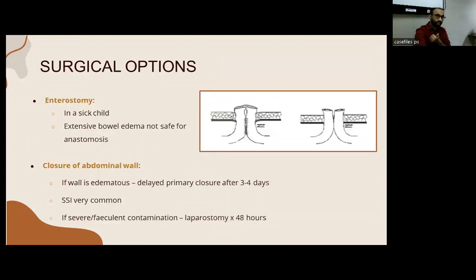Then, if the child is very sick or there is extensive bowel edema that makes it unsafe to perform an anastomosis, an enterostomy can be done, either a double barrel or a divided ileostomy. Coming to closure of the abdominal wall, importance is given here because if the wall is edematous, then a delayed primary closure is recommended by the article that I've quoted here. They close the abdomen after 3 to 4 days because surgical site infection is actually a very common complication in typhoid fever. Post-operatively, about 60% of cases develop surgical site infection.